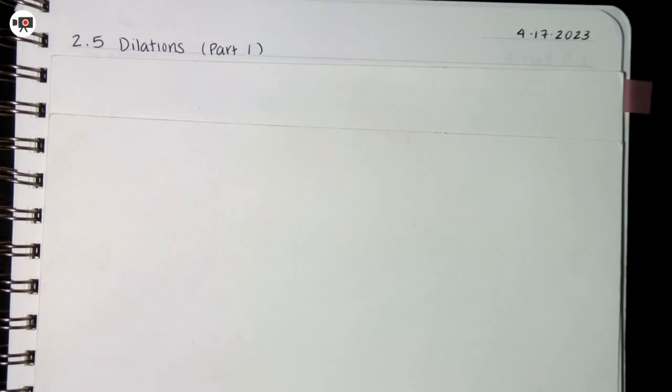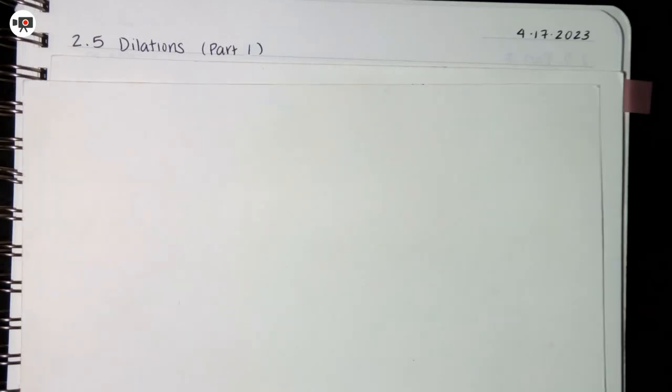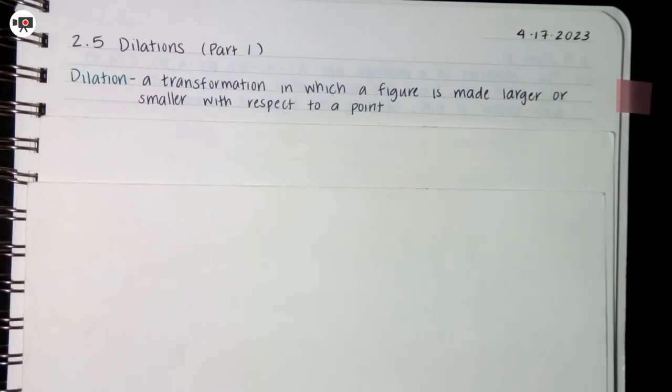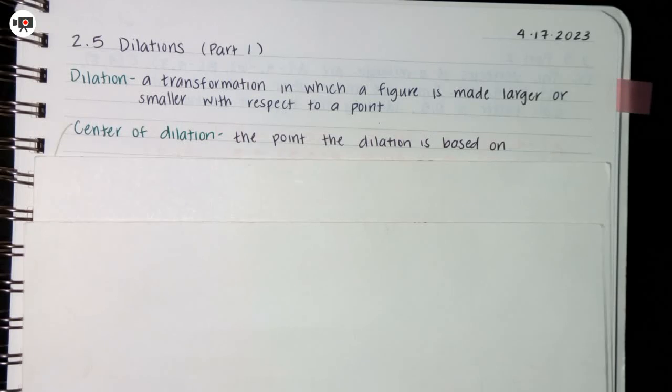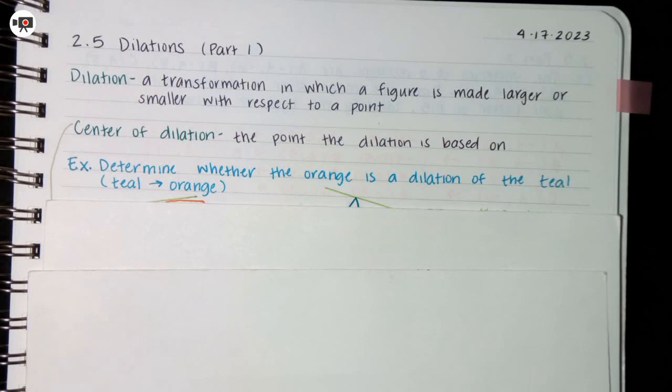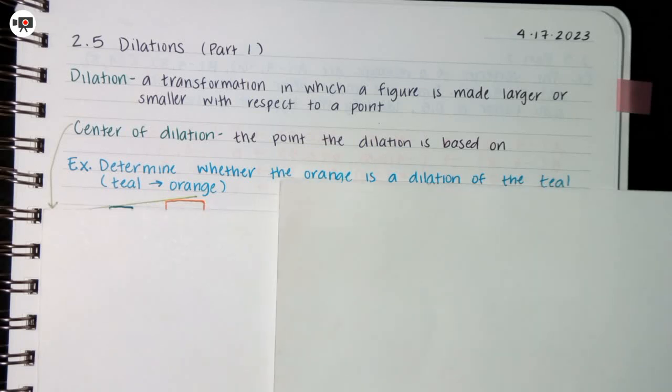This is 2.5 Dilations, parts 1 and 2. A dilation is a transformation in which a figure is made larger or smaller with respect to a point. That point is called the center of dilation. We are going to determine whether the orange is a dilation of the teal.